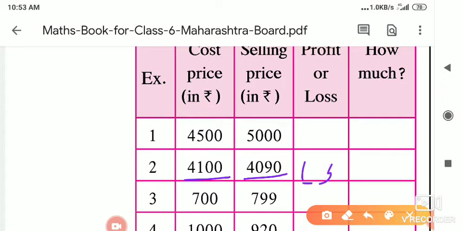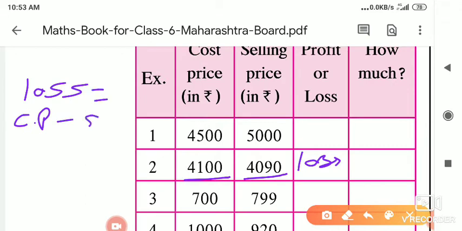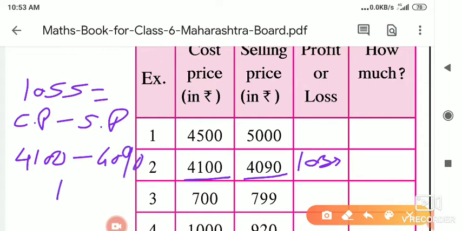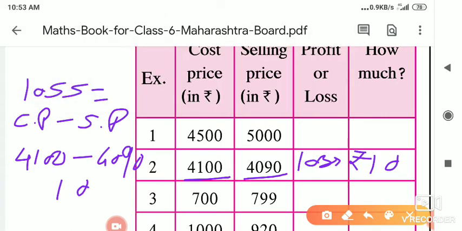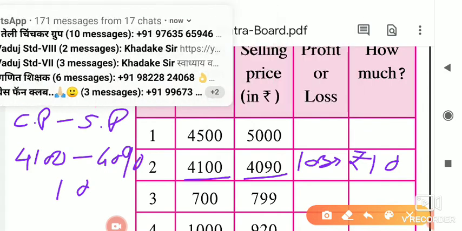Therefore there is a loss. So how much is the loss that they are facing? Simply we have to do the subtraction. Loss is equal to, what is the formula? CP minus SP. So CP is equal to 4,100 minus 4,090. Doing the subtraction, rupees 10 is the loss for him. Okay, so in this way we have to solve the examples.